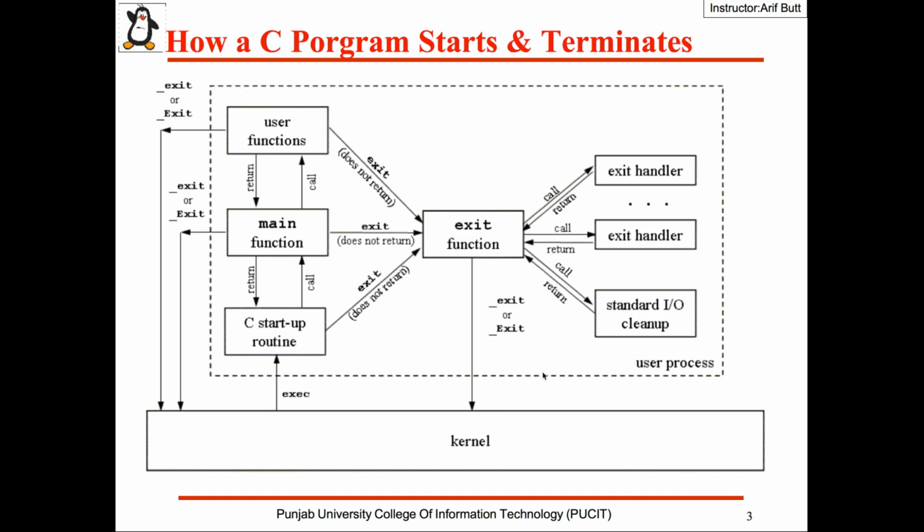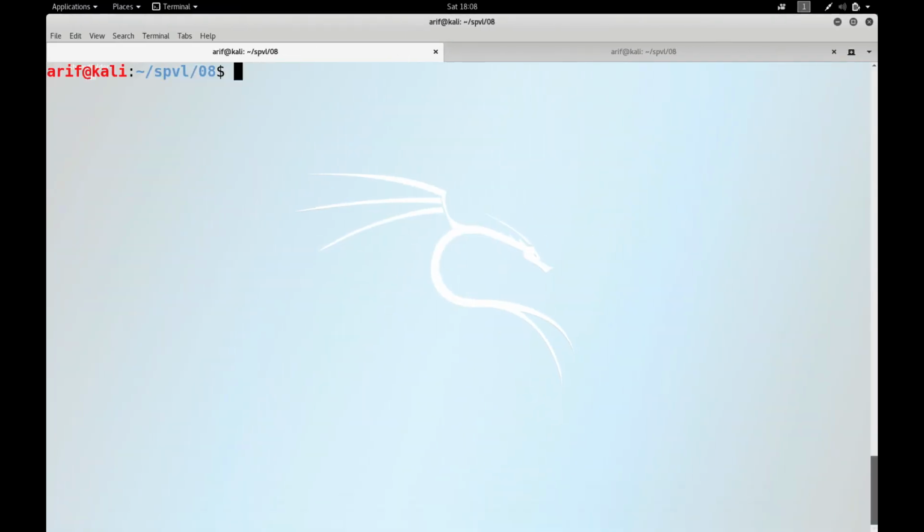So if a programmer wants to perform some task automatically on process termination, he or she will write the code to perform these tasks in functions, and these functions are called exit handlers. Let me move on to the terminal and understand this. Let me see the man page of atexit.